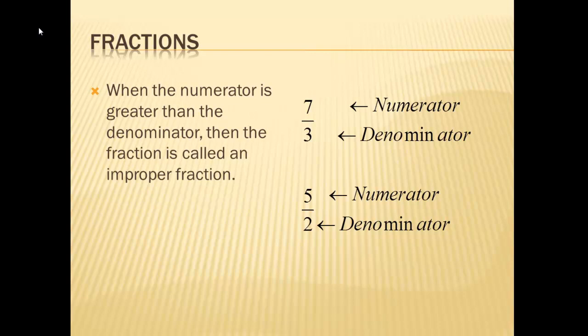The next slide here, when you have the case when a fraction has a larger numerator than denominator, we refer to that as an improper fraction. So in two examples here, you have 7/3 and 5/2. In both cases, these are referred to as improper fractions.